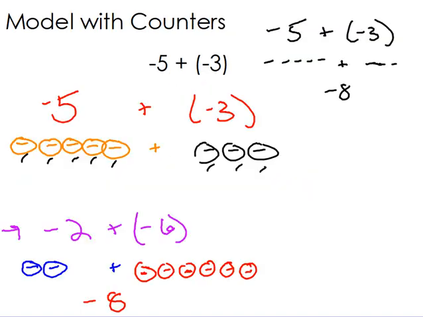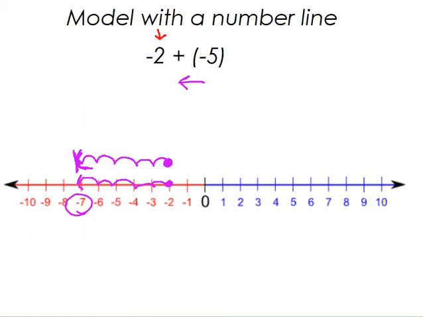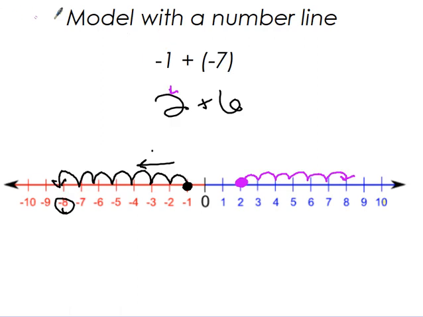Okay. So modeling with counters, let's use positive and negatives to represent our numbers. Modeling with a number line, if we add a negative, we go left. And if we add a positive, we go right.